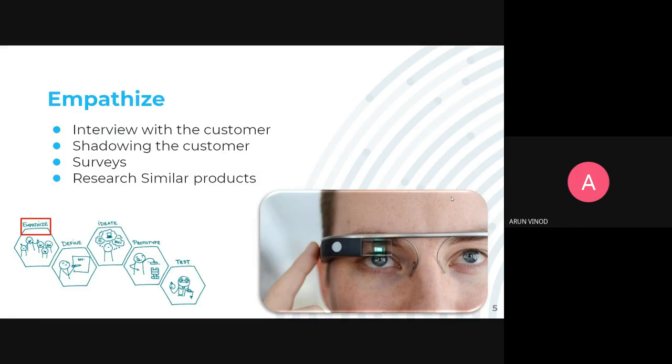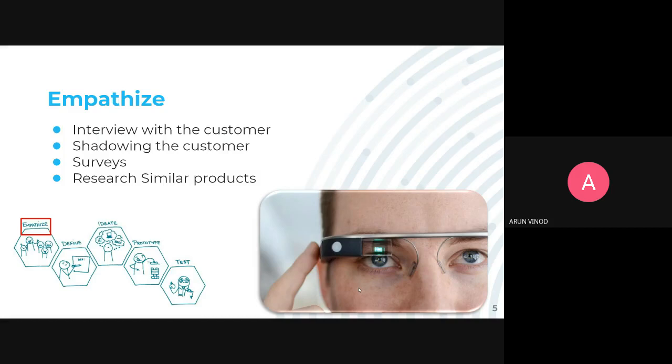In 2013 they introduced it, but it didn't come to the market because of the security problem. They included all the features, and they also included camera features. So the user can use the camera while they are walking.